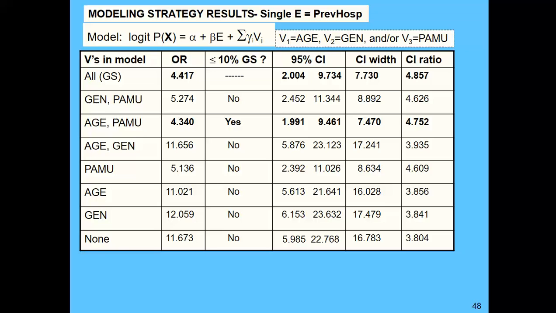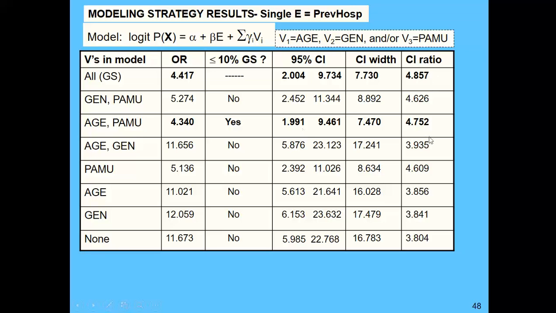The one that drops gender, right? Because its number is smaller. Now, what's this thing? This is called the confidence interval ratio. This takes the 9.734, divides it by the 2.04. And this takes the 9.461, divides it by the 1.991.